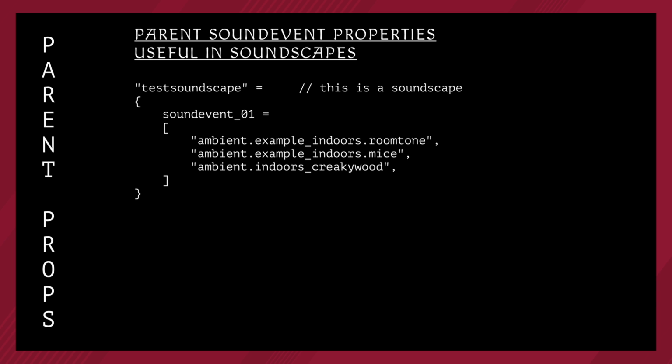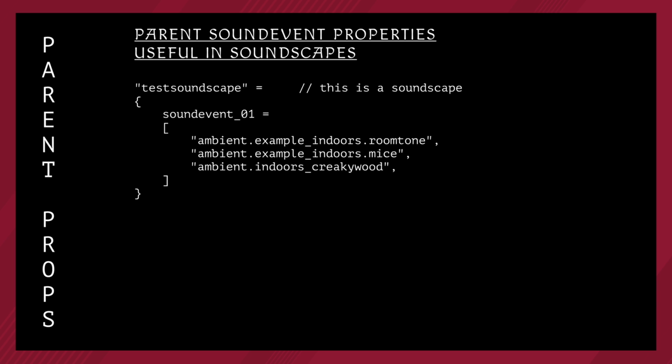I've experimented with a 3rd tier hierarchy of grandparent, parent, and child, but the results weren't stable and resulted in errors, so I'd recommend sticking to just parent and child. And your child sound events should not use the sound event 01 property.